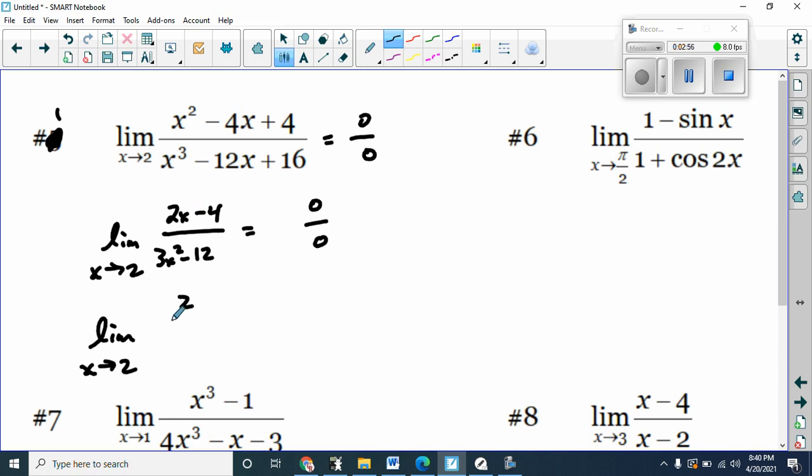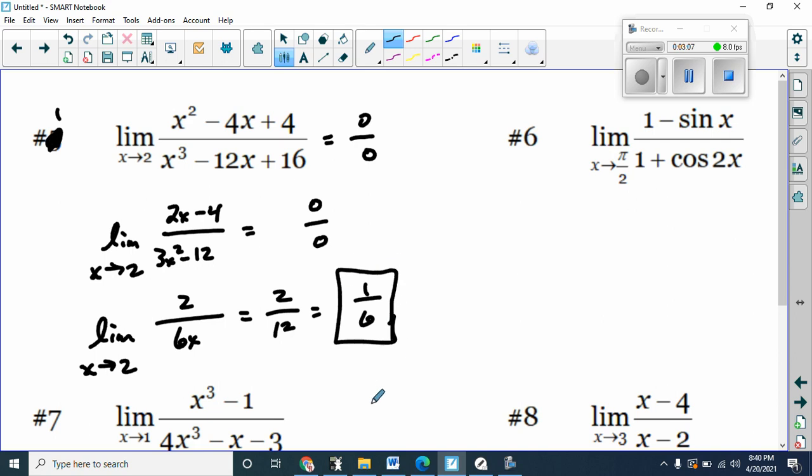Derivative of the top is 2. Derivative of the bottom is 6x. Now plug in 2. I get 2 over 12, which is 1/6, which is the answer. So as long as you are in indeterminate form, you can continue to take the derivative of the top and the derivative of the bottom.